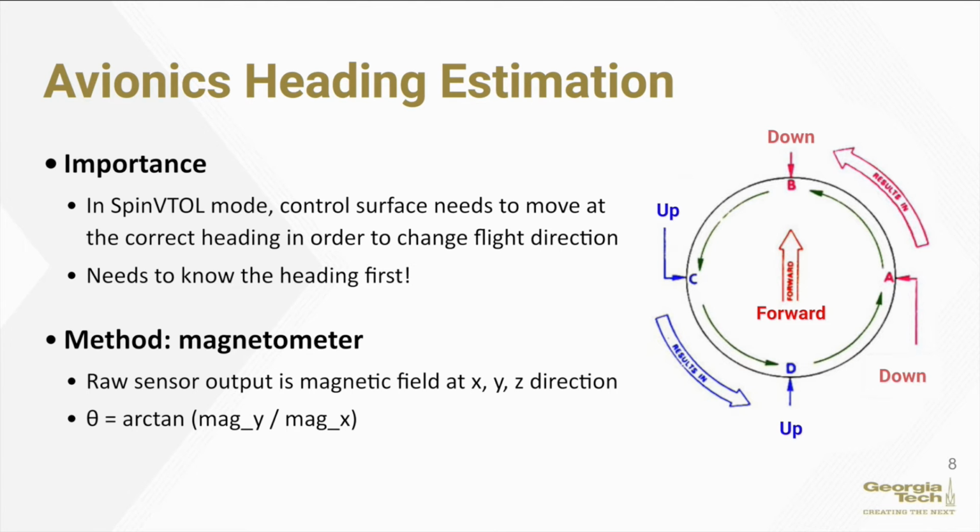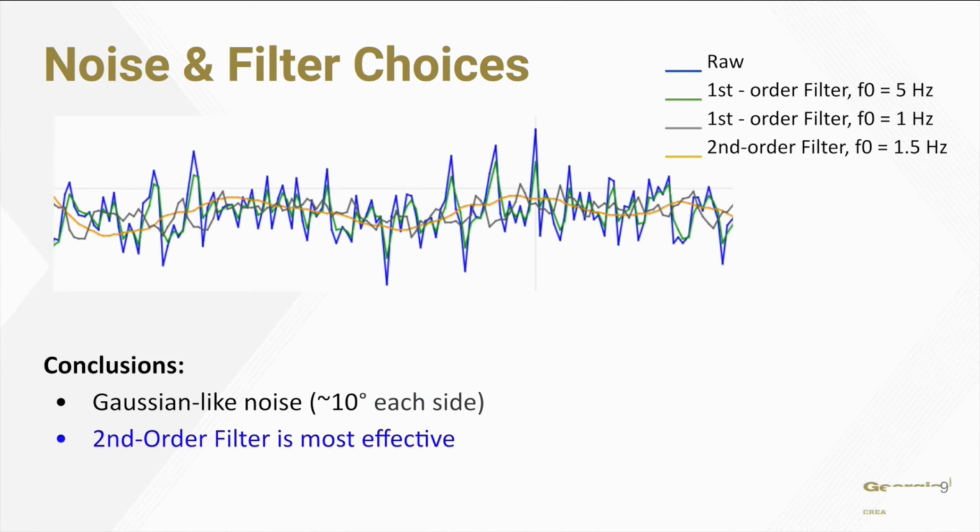Heading estimation is based on the output of the magnetometer, which is the strength of the magnetic field in the x, y, and z directions. We can use the arctangent function to calculate the heading based on the magnetometer reading. The issue here is that the magnetometer is very noisy. The blue line on this graph is the raw sensor data. If we use the raw data to calculate the heading, the noise is going to have a magnitude of about 10 degrees on each side, which is unacceptable.